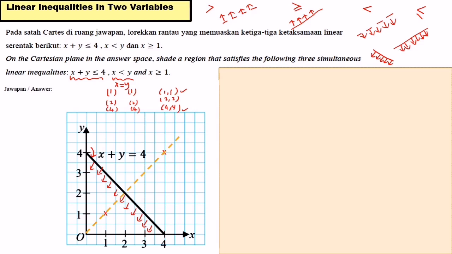And when you shade the region, you look at the inequality, x less than y. You must remember y is always the subject when you shade the region. So you need to turn it into y greater than x. Then only you shade the region. So greater means above the line.